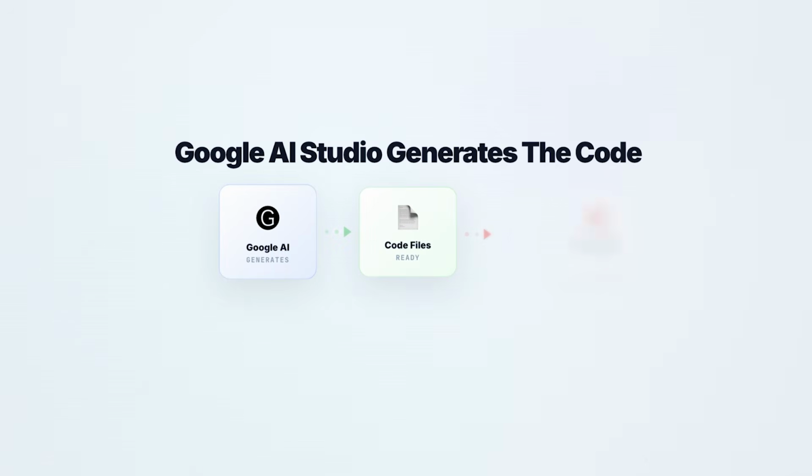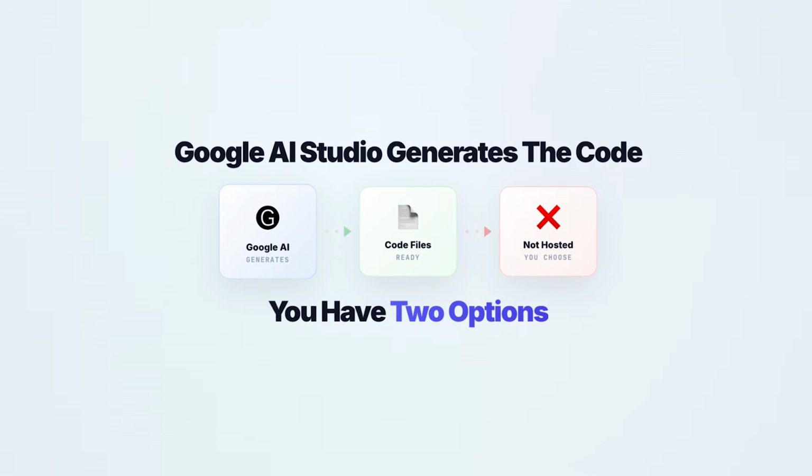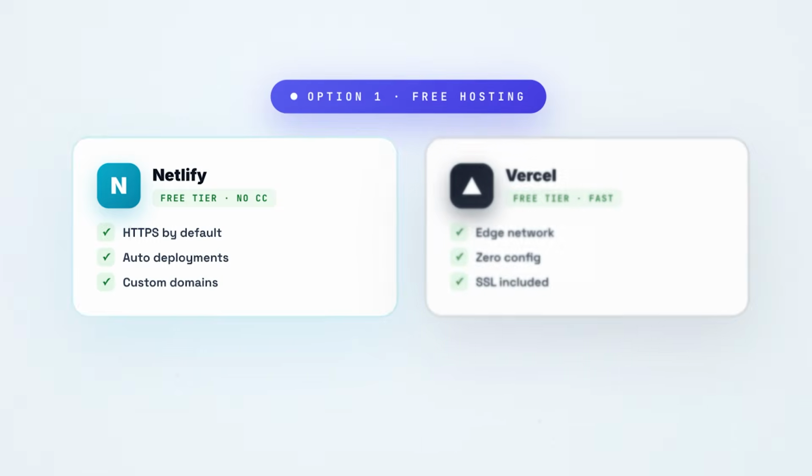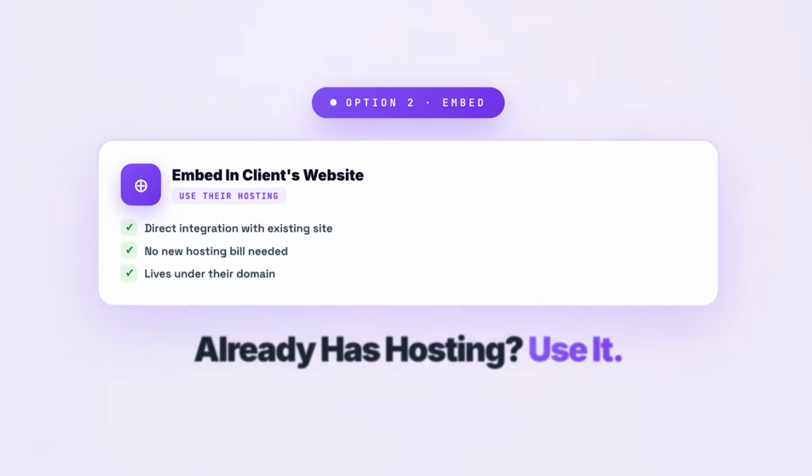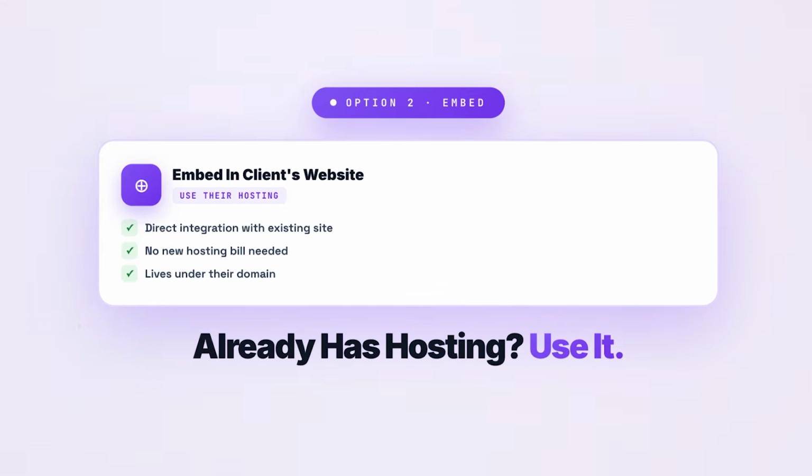I am walking you through that right now. The portal needs to be deployed somewhere the client can actually access it. Google AI Studio generates the code, but it does not host it for you. You have 2 options. You can use a free hosting platform like Netlify or Vercel. Both have free tiers that handle small client portals without charging you $1, or you can embed the portal directly into the client's existing website if they already have hosting. Either way takes about 10 minutes.